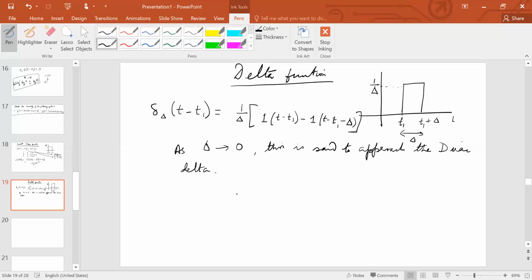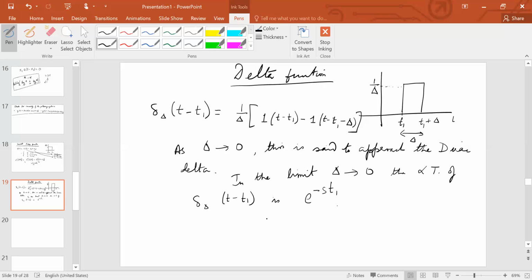And moreover, in the limit delta tending to 0, the Laplace transform of this function, delta of t minus t1, is e to the power minus s t1. I leave that to you as an exercise to verify.